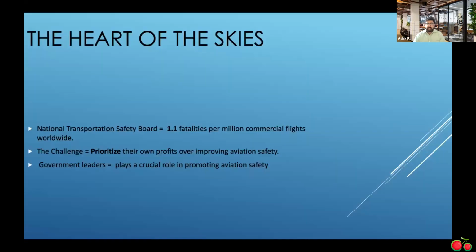In 2006, the National Transportation Safety Board reported the lowest rate in history of only 1.1 fatalities per million commercial flights worldwide. However, there is a challenge, and the challenge is that these big airliners and aircraft manufacturers prioritize their own profit over improving aviation safety. Government leaders play a very crucial role in promoting aviation safety by implementing stricter safety regulations, investing in new technologies, as well as ensuring that these training programs are up to date so that the cabin crews are well versed if such situations do arise.